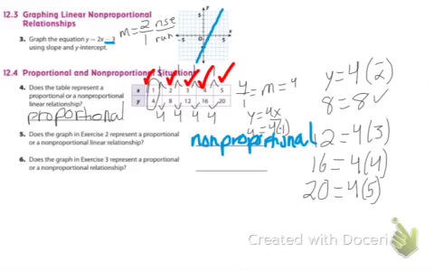6, does the graph in exercise 3 represent a proportional or non-proportional relationship? Again, this is pretty straightforward. We don't even need to look at the graph. We can look here. We have a b that is not 0. And if we look at the line, we see that it does not cross at the origin. So number 6 is also non-proportional.